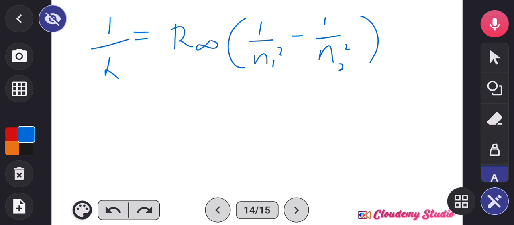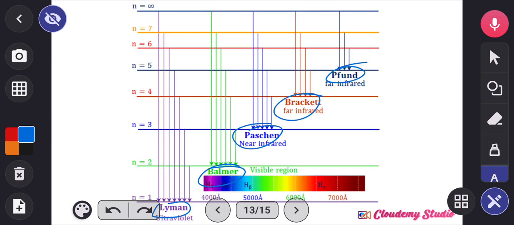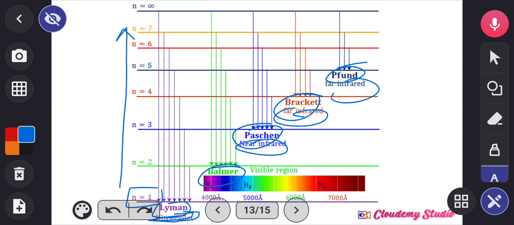But what do we have here? We have the ground state. Remember I told you that n equals 1 is the ground state, and we have the excited state, which is the ones that are here. Now we have the Lyman series, and you can see the energy range that it is at: ultraviolet, right? This one is at near infrared, this one is far infrared, and this one is also far infrared.